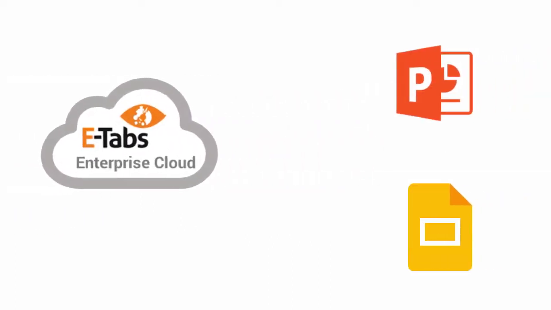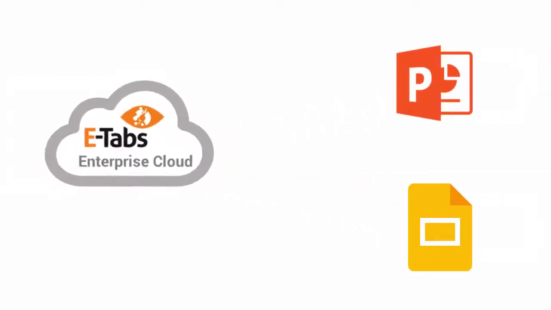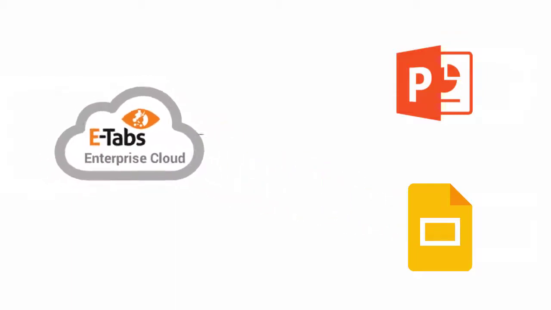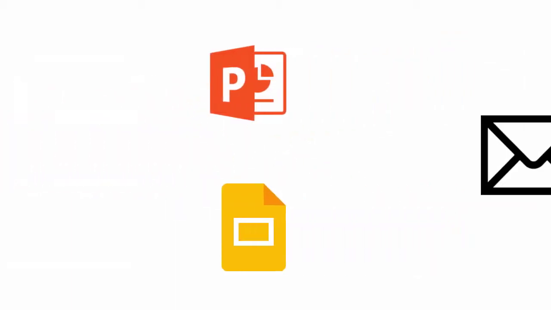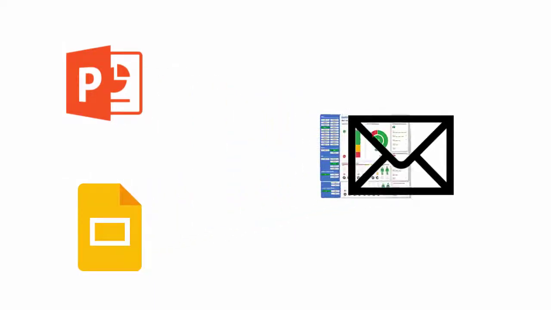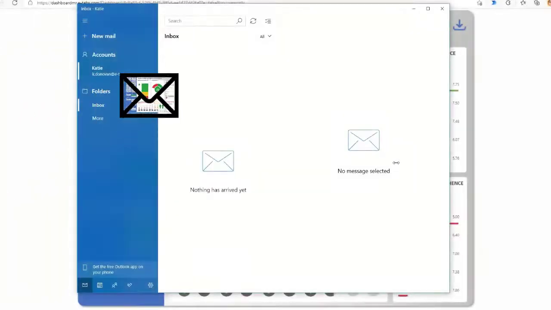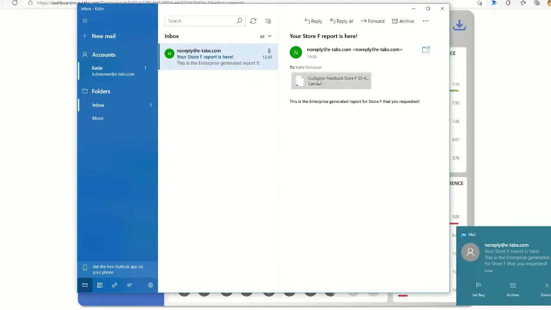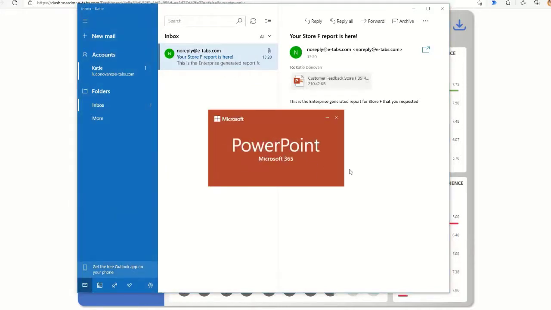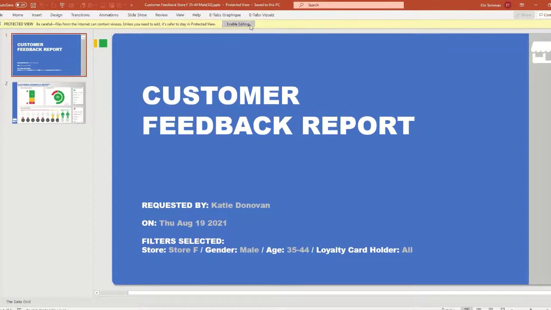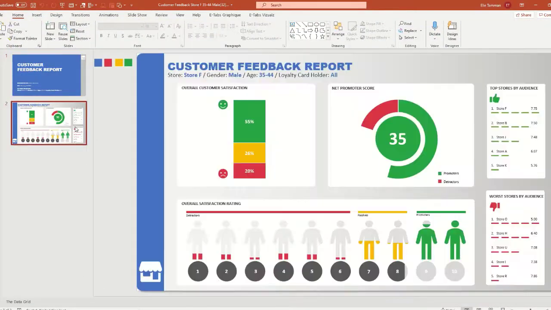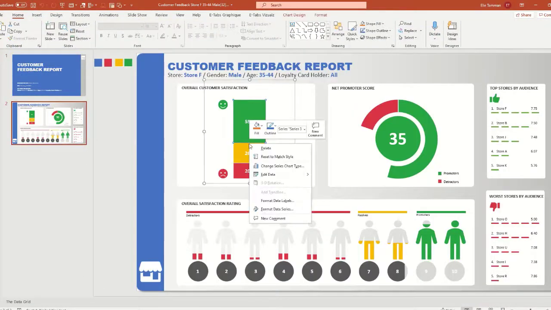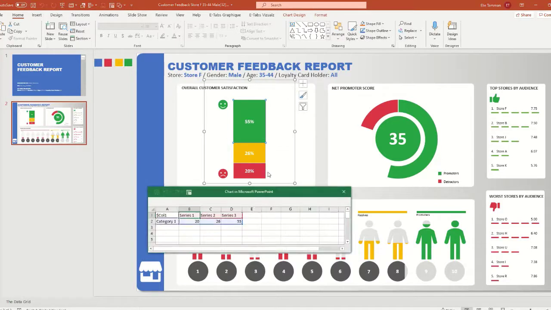Within seconds, the eTabs Enterprise Cloud Server then populates a PowerPoint or Google Slides equivalent of the dashboard with that packet of data, populating each object accordingly, and then emails that populated file back to me. And here it is, a fully editable PowerPoint equivalent ready for me to work with.